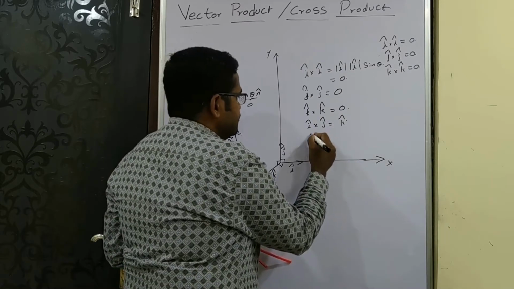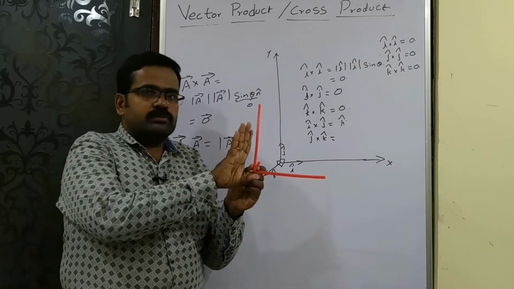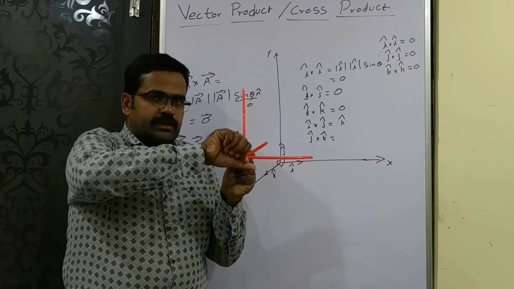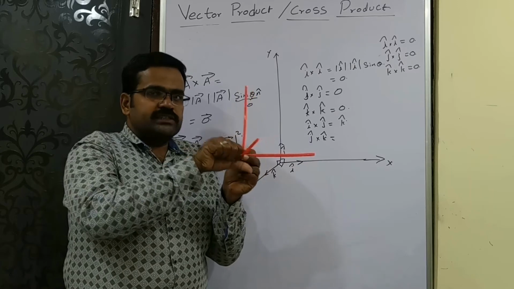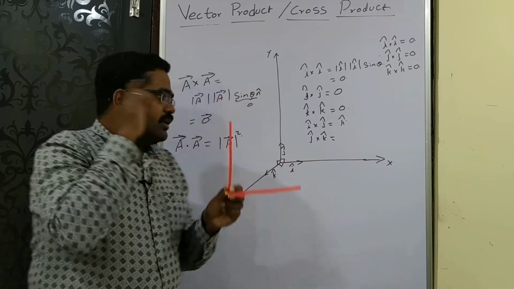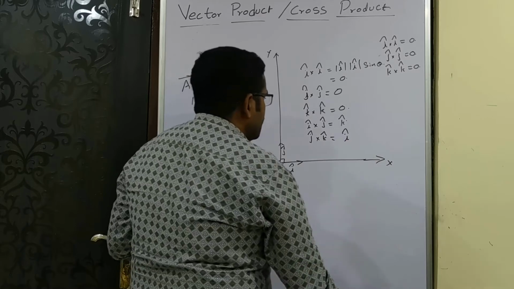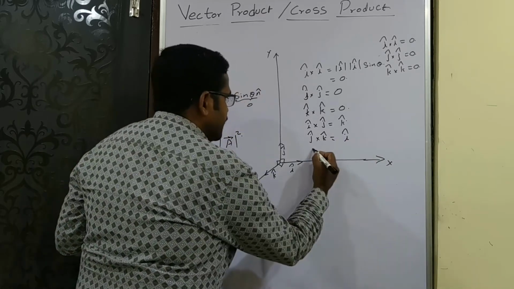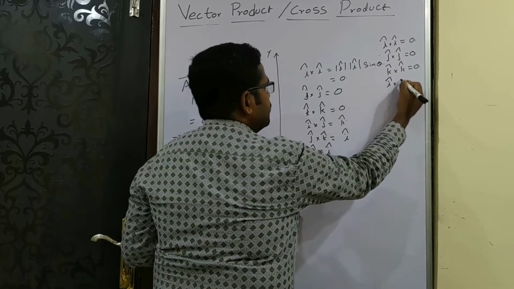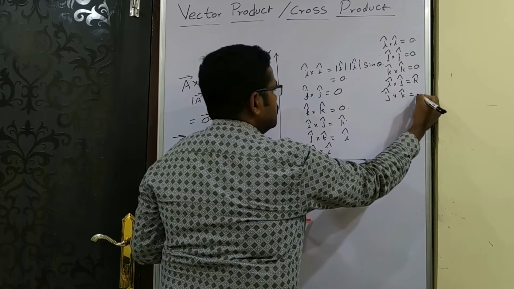So how much is j cap into k cap? You have to see this. I am placing my palm on vector j, that is y axis, and closing it towards unit vector k. Which is the direction of my thumb here? The direction of my thumb is along x axis. What is the unit vector along x axis? That is I cap. Done. Now let us see how much is k cap into I cap. Let me write here I cap into j cap is equal to k cap. J cap into k cap is equal to I cap.